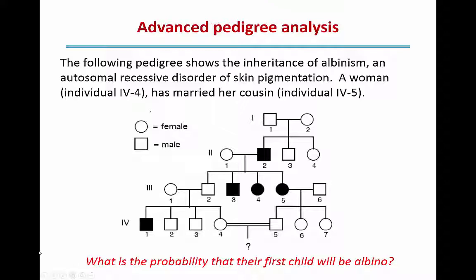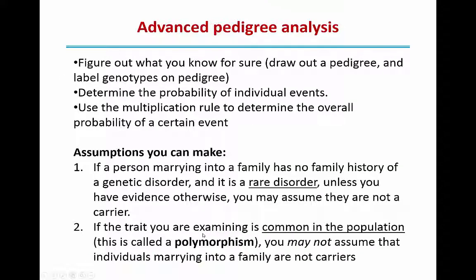Now, as you look at this pedigree, you quickly realize that you can't actually tell for sure whether the parents involved, these two individuals in generation 4, are carriers or not. In order to figure that out, you have to look back one or more generations and see if you can figure out a probability that each of these parents is a carrier for this albinism disorder. I want to give you a couple of guidelines to start out with, and then I'm going to work through a couple of these problems.